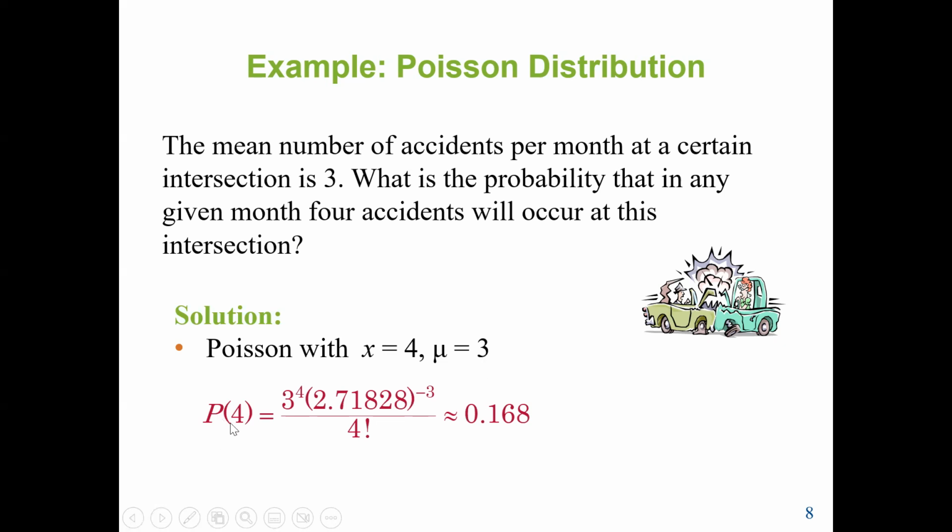So the probability of 4 accidents is 3 to the power 4. As we said, mu to the power x times e to the power negative mu. So we get 2.71828 to the power negative 3 divided by x factorial, which will be 4 factorial. Roughly the answer will be 0.168.